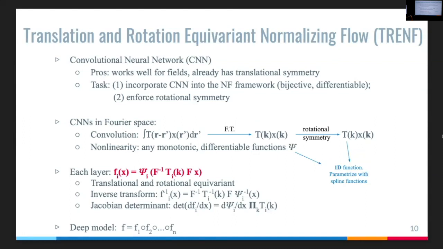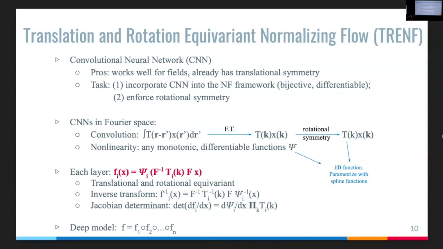And then for the nonlinearity, CNN normally uses some fixed activation function like ReLU. Here we try to generalize it to any monotonic differentiable function psi. And so in our model, both the kernel T and activation function psi are 1D functions that we want to learn from the data. And we choose to parameterize them with spline functions. And the spline parameters would be the parameters of this model.